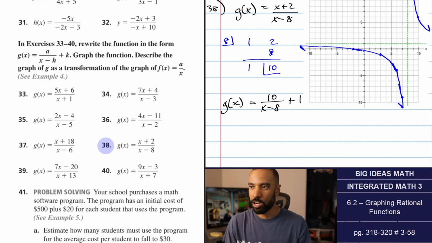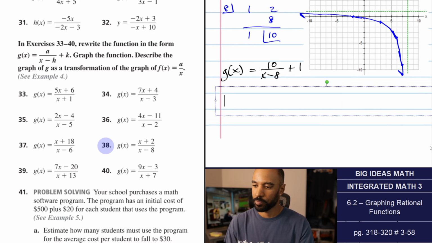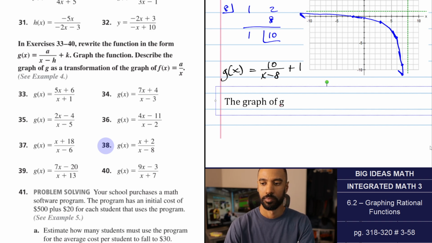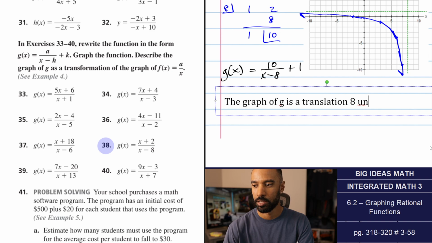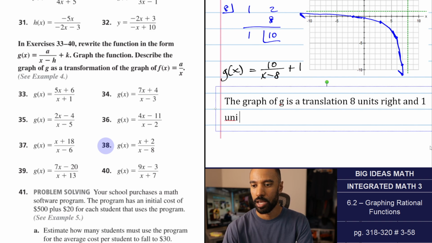So instead of 10 over x, we have 10 over x minus 8 plus 1. So the graph of g is a translation 8 units right and 1 unit up from f.